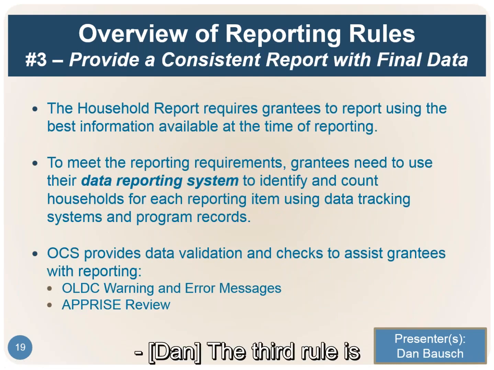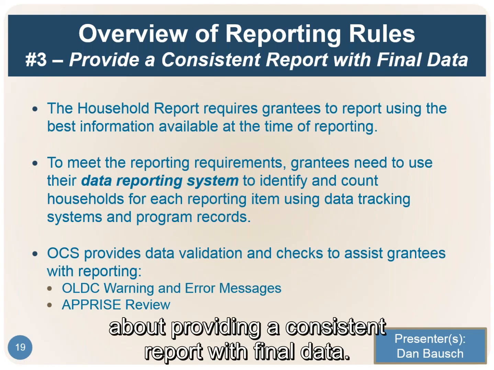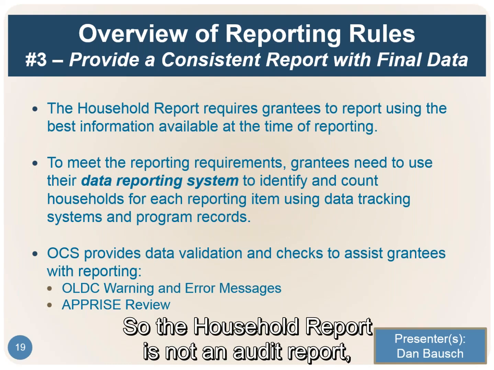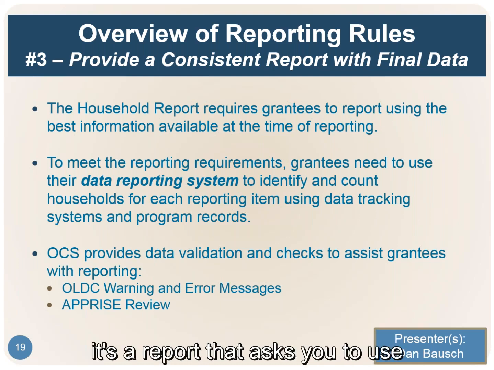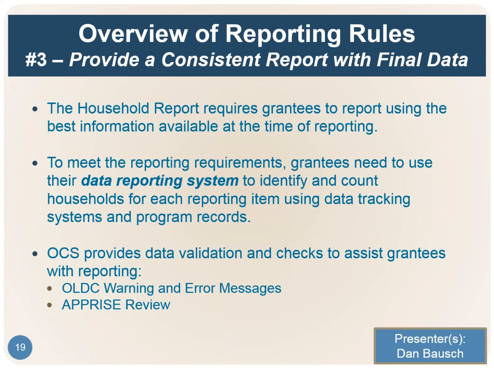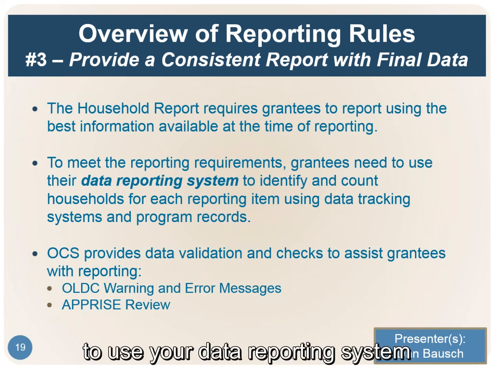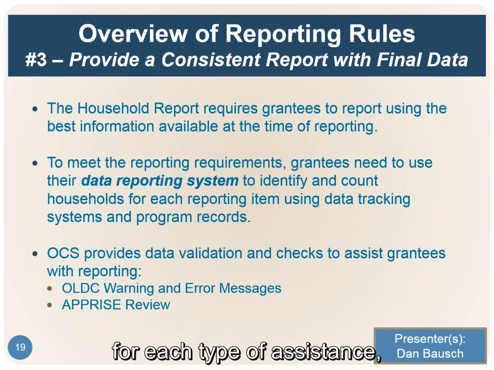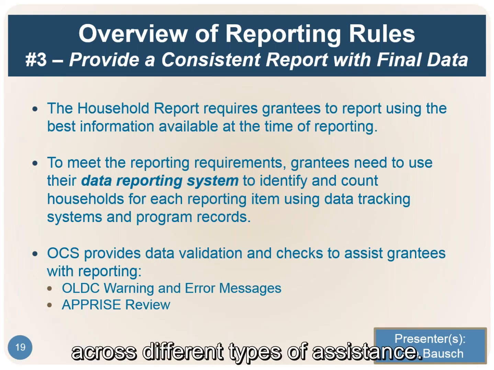The third rule is about providing a consistent report with final data. So the household report is not an audit report. It's a report that asks you to use the best information available at the time of reporting from your data reporting system. You're expected to be able to use your data reporting system to identify and count the households for each type of assistance, and as we'll talk about soon, an unduplicated count across different types of assistance.